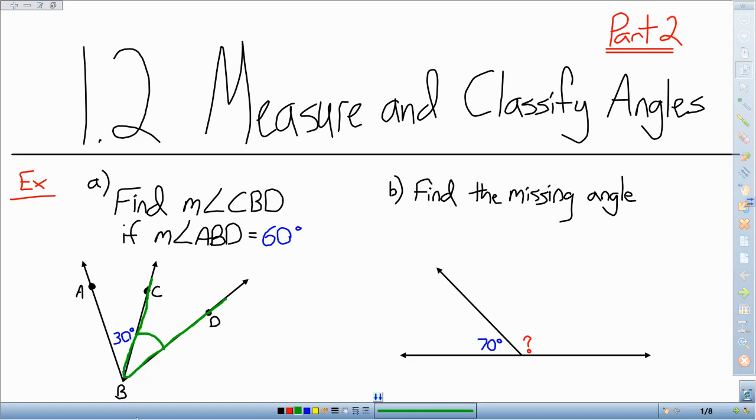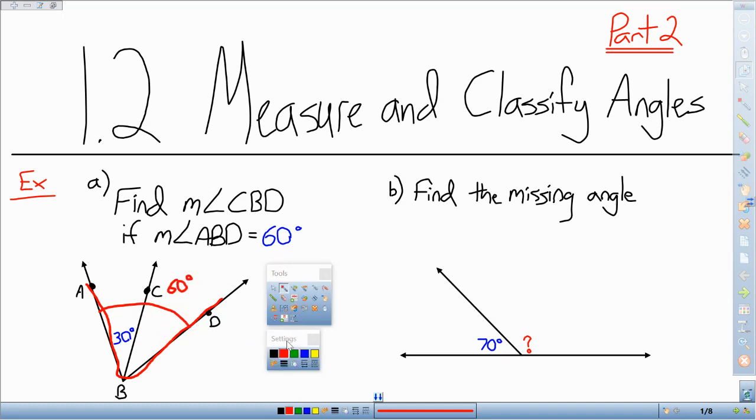So they're saying find the measure of that angle if the measure of angle ABD is 60 degrees. Well, let's identify where that's at. Angle ABD, starting at A, going around B to D. The entire thing is what they're talking about. The whole angle here is 60 degrees, and we're asked to find this one.